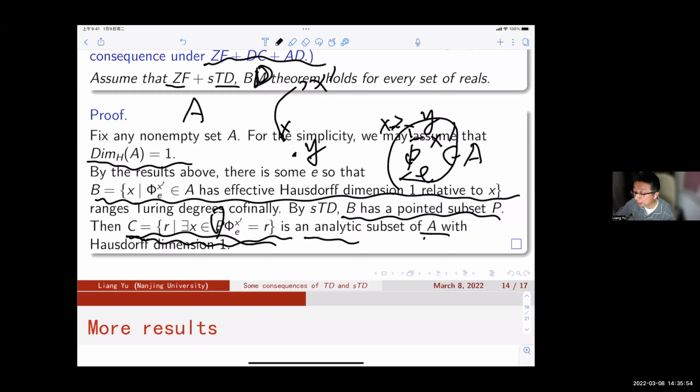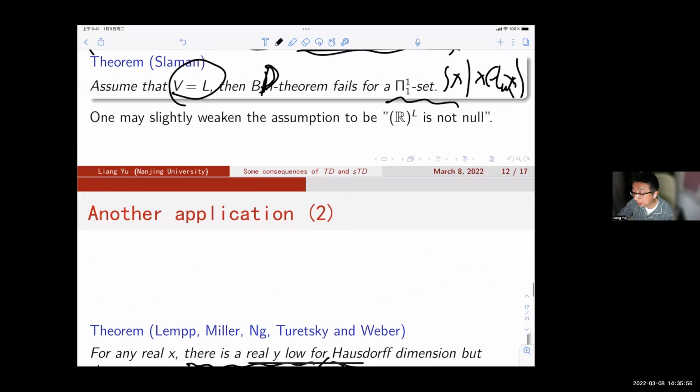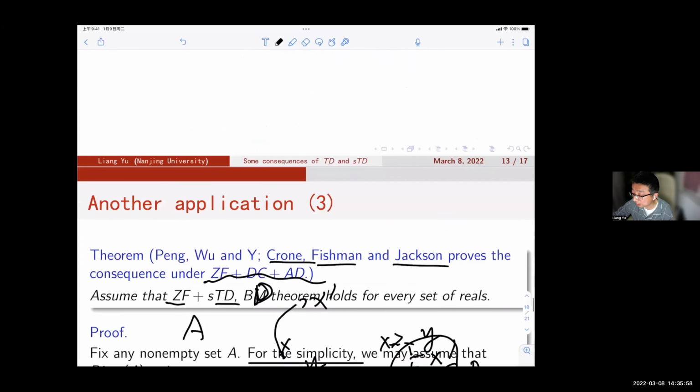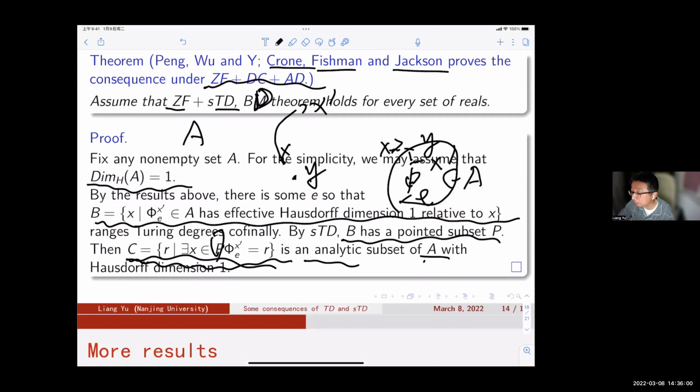Now we can apply the BD theorem. So it means the BD theorem holds for every set of reals. So the Hausdorff dimension of an arbitrary set A can be approximated by its closed subsets. So this is the proof.